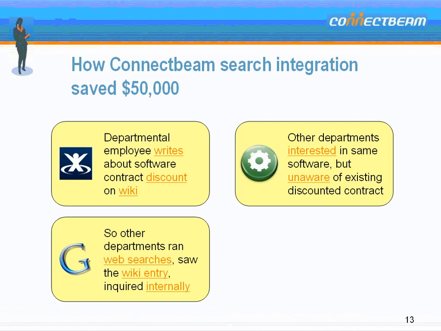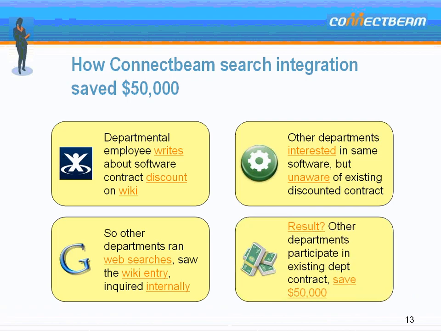So the other departments do what we all seem to do. They ran web searches. Now the difference here is when they ran a web search, not only did they get the search results for the software, but they saw the wiki entry. That actually caused them to inquire internally about it. Result? The other departments ended up participating in the existing departmental contract, not signing new ones, and the net savings for the company was $50,000. That's not bad. That's real money, and it's a great example of how the value of a wiki just increased just by putting the information more in the flow of where workers are doing their work.